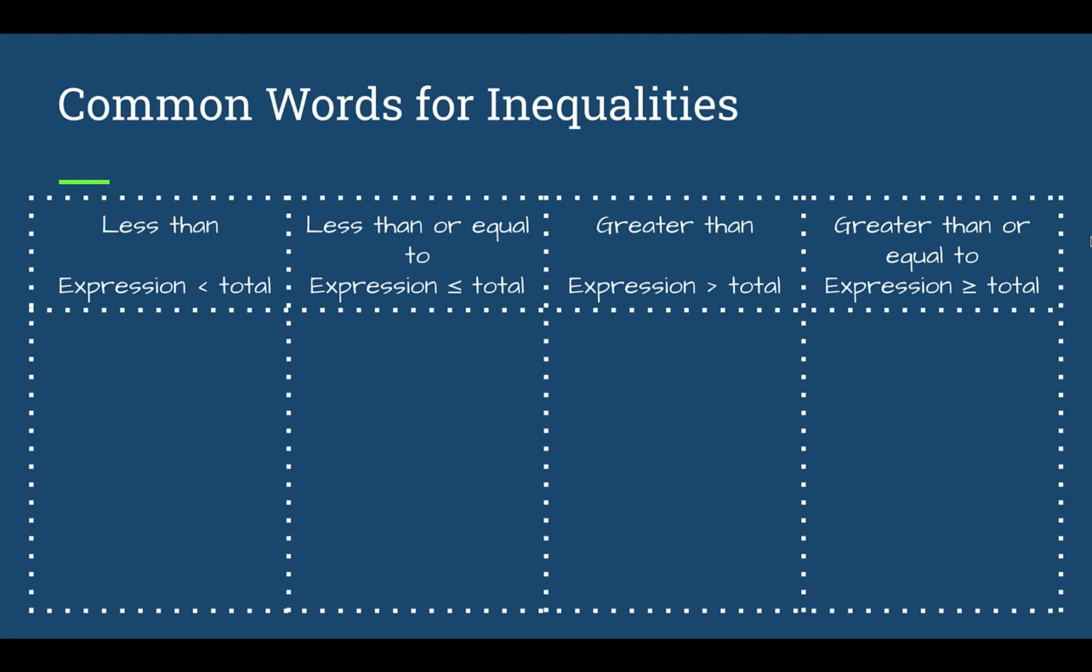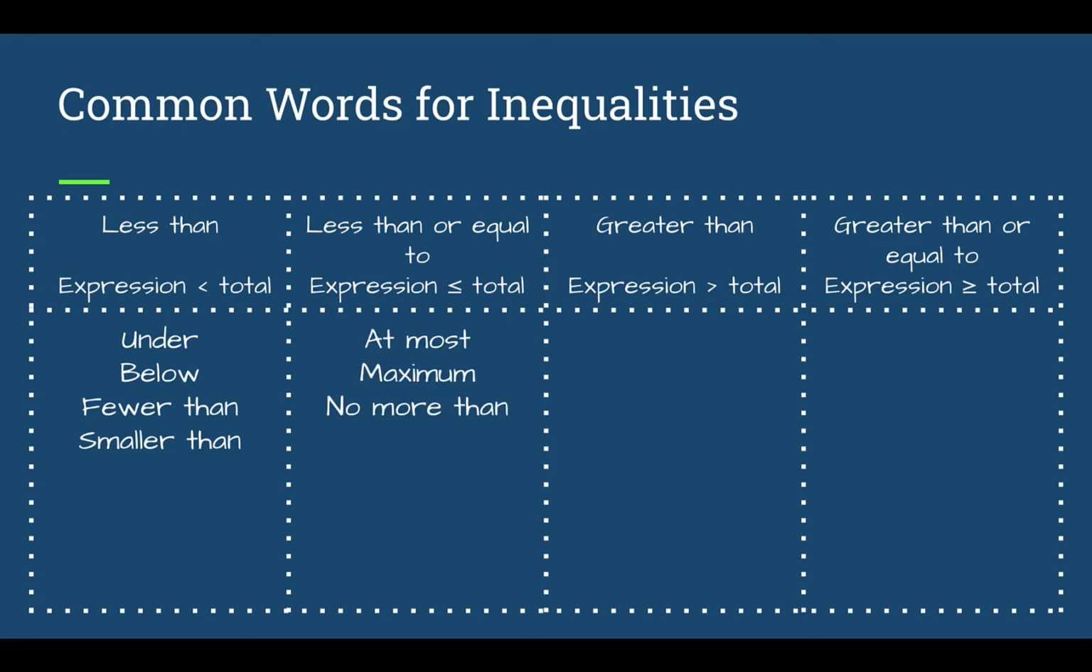First, before we get into some of these word problems, we need to know some words to look for that help us determine which inequality symbol to use. First, let's look at some words that mean less than. So here we're talking about the expression is usually less than a total. Some words that you're going to see other than just less than might be under or below, fewer than, smaller than, and there might be others. These words mean that it's less than a total, but it can't be equal to that total.